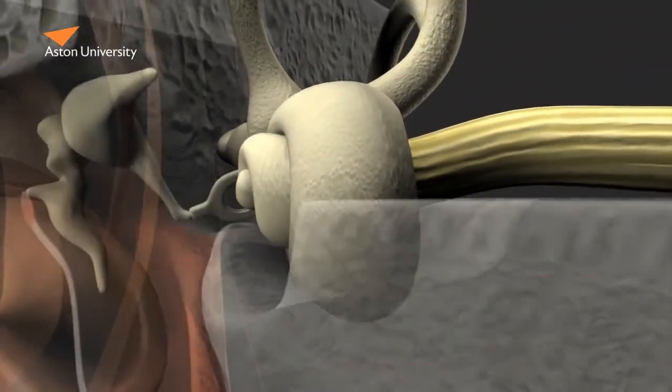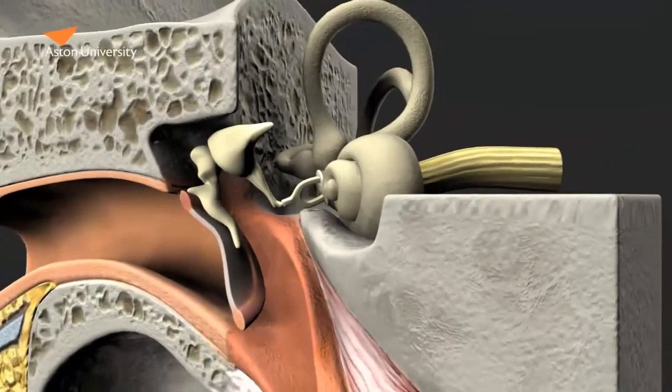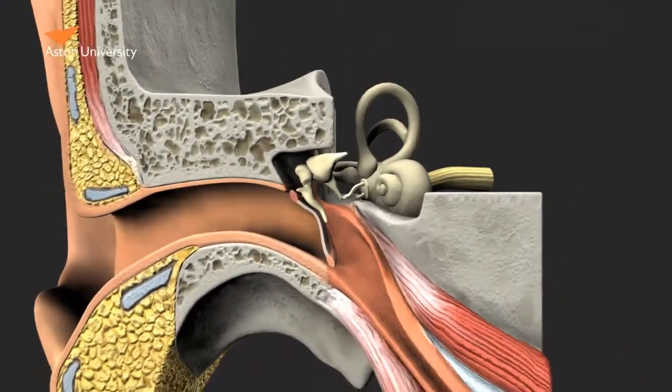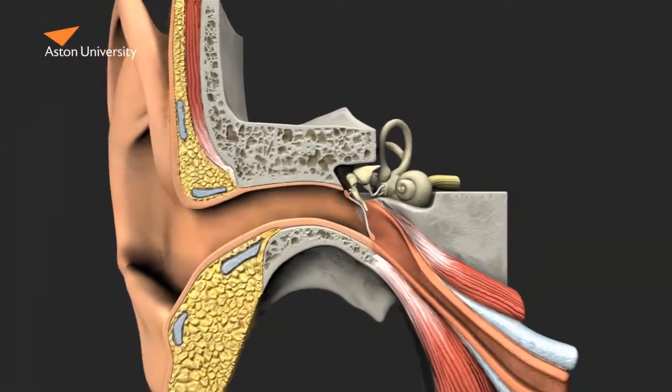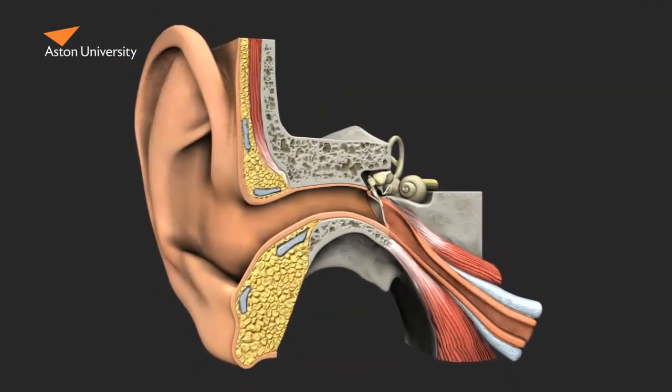This complex mix of physical, chemical, and mechanical processes occurs almost instantaneously and creates our perceptions of the sounds we hear in everyday life.